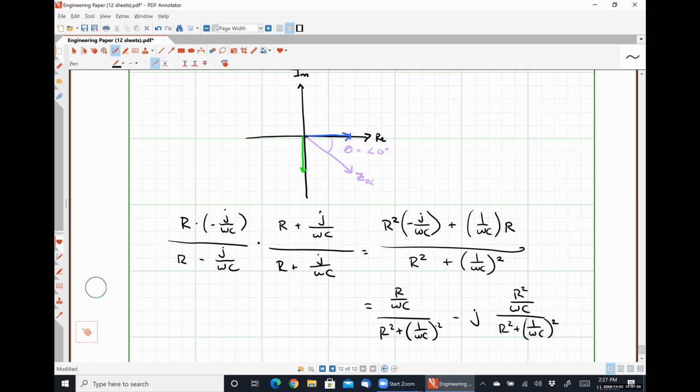So, complex math, yay. So much fun. I legitimately enjoy it, but you guys, I'm sure, hate it.